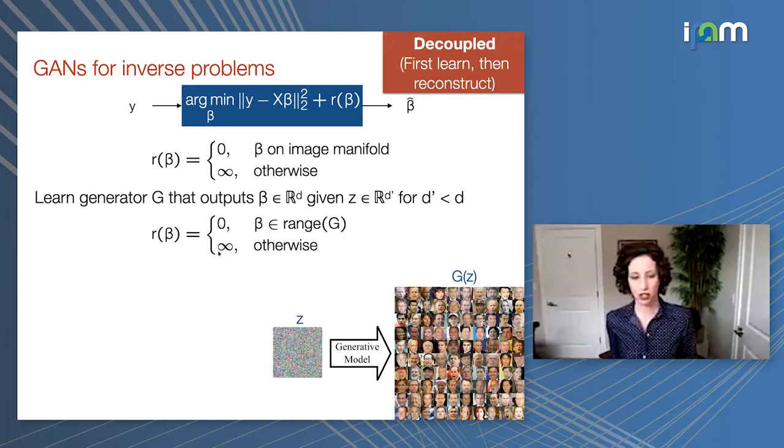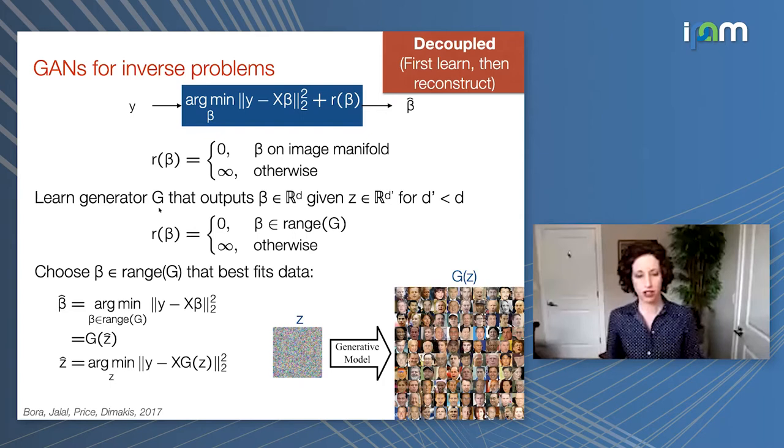Okay, so fortunately, there's been a lot of really excellent work on trying to learn generative models, and this has been well studied. So what we can do is use our training data to learn this generative model G. And once we have it, we can try to actually solve our inverse problem. I can say my estimate beta hat is going to be the minimum, over all the betas that might be produced by my generator, of the squared error. Okay, so this was proposed a few years ago by a group at UT Austin.